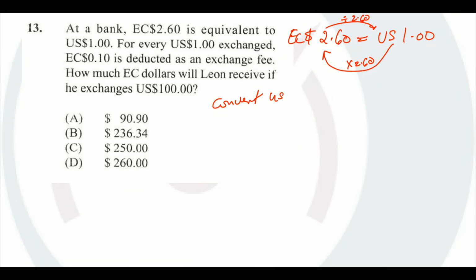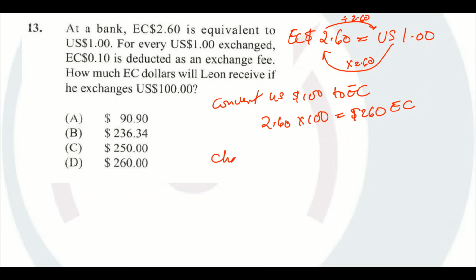Now let us convert US $100 to EC. So we're just going to multiply that. So 2.60 times 100. So we get $260 EC dollars. Sorry about that.